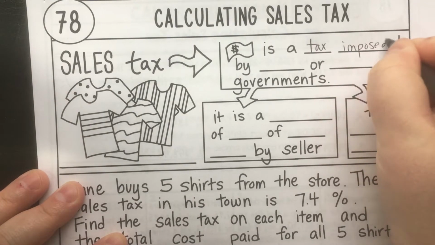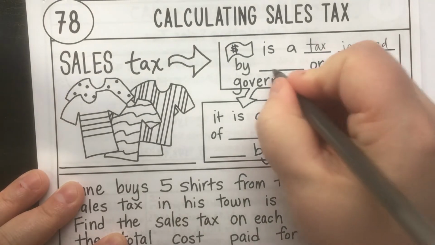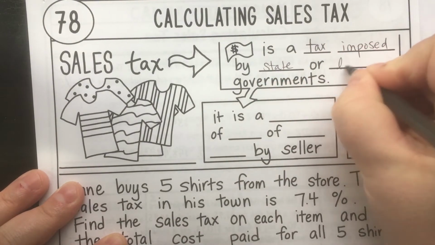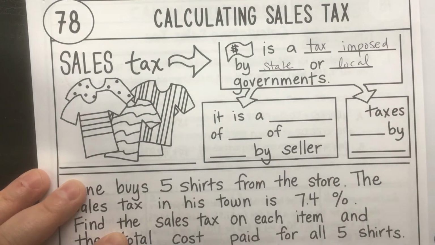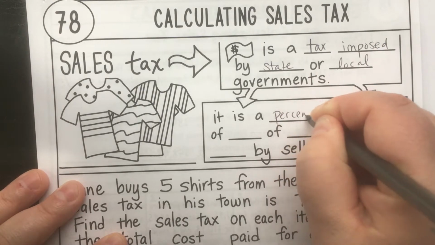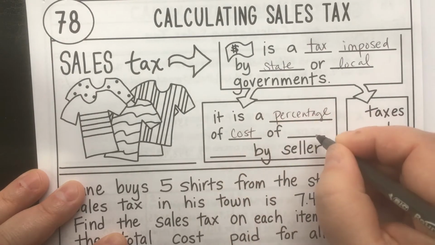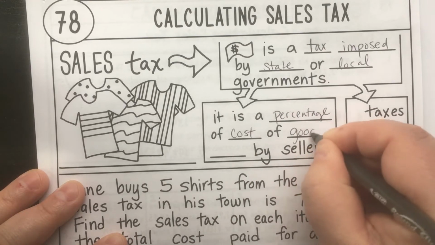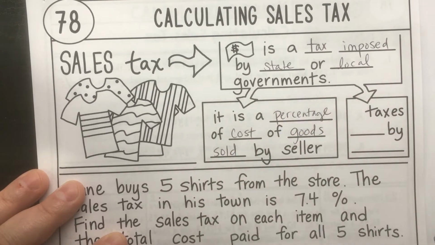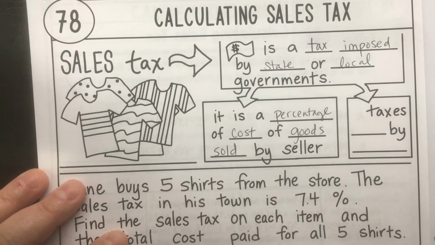It's given by state or local governments. All right, it's a tax that's imposed by state or local governments. It is a percentage of cost of goods sold by the seller. All right, when we've done percents before, a lot of times we've done like 7% of something, 8% of something.